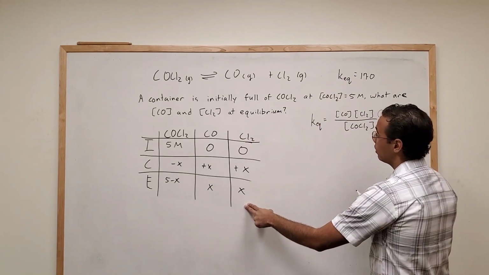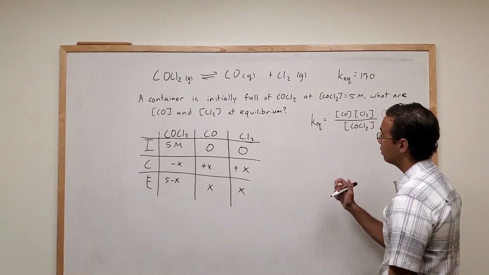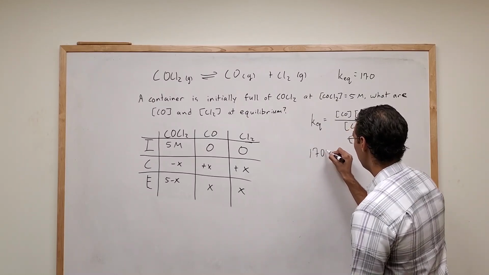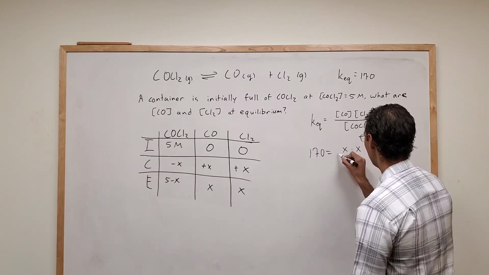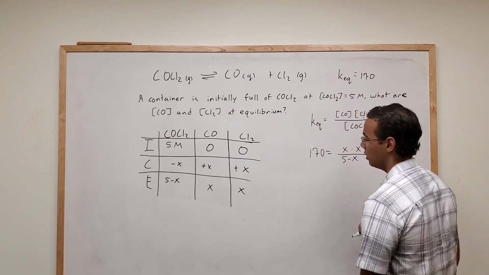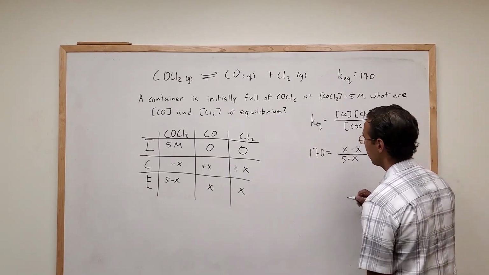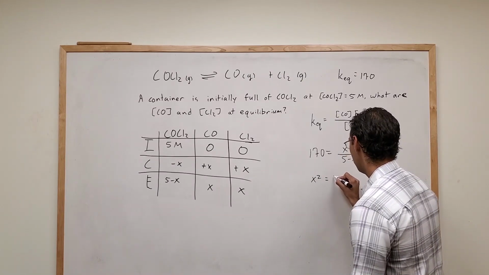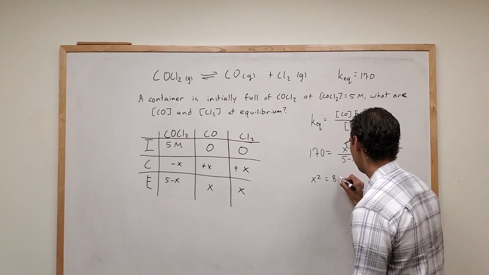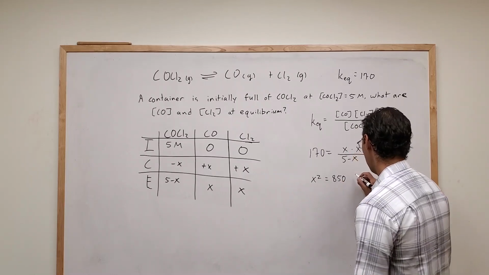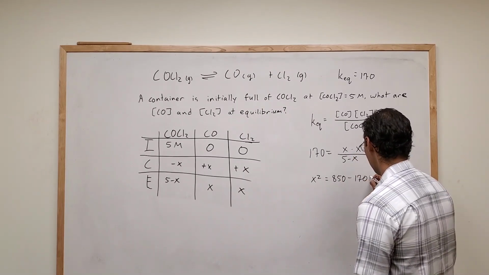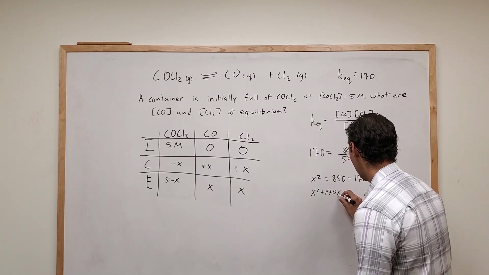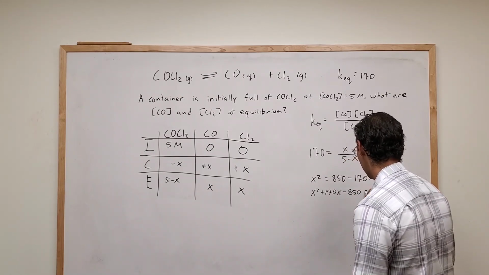So we're going to come down here and plug our equilibrium values into this equation. We end up with KEQ, which is 170, equal to X times X over 5 minus X. I just substituted in the concentrations here. If I rearrange this, I get X squared is equal to 850 minus 170X. Rearrange slightly and you get X squared plus 170X minus 850 is equal to 0.